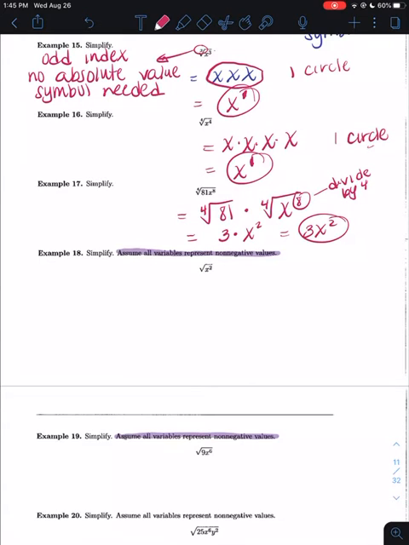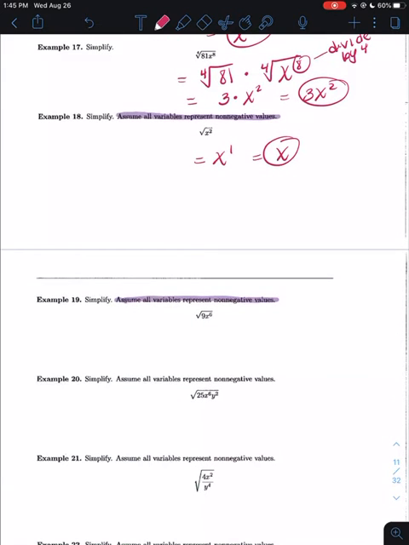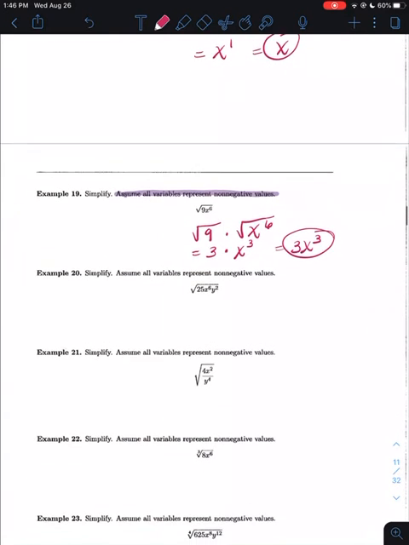So going through the square root of x to the 2nd, if you take that 2 divided by 2, you get x to the 1st power, which equals just x. When it comes down to the square root of 9x to the 6, this is the square root of 9 times the square root of x to the 6. The square root of 9 is 3, and the square root of x to the 6 is x to the 3rd. So this is 3x to the third. All right, I don't need an absolute value symbol because they have that statement listed.